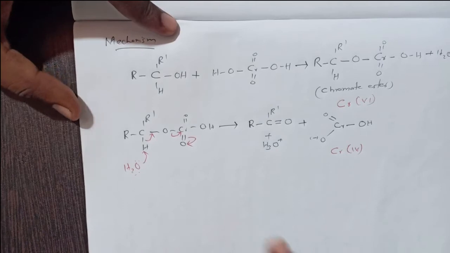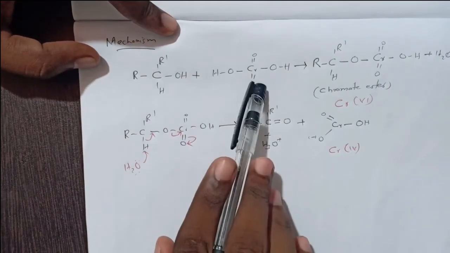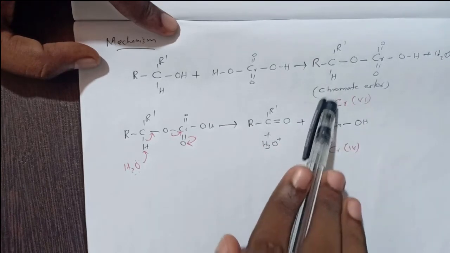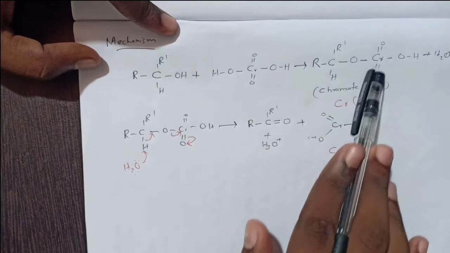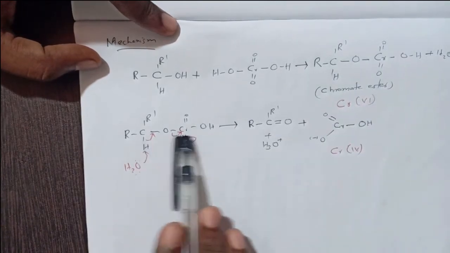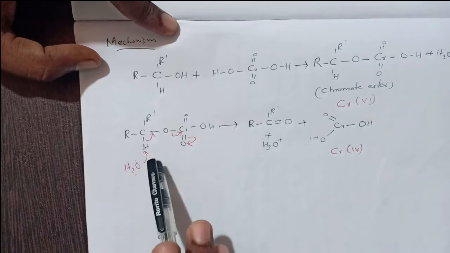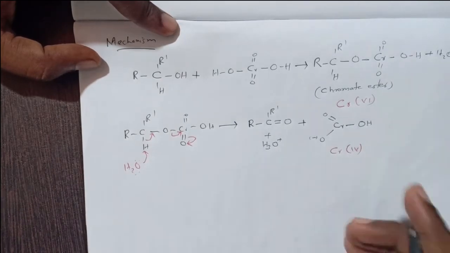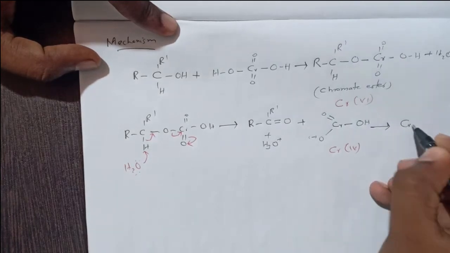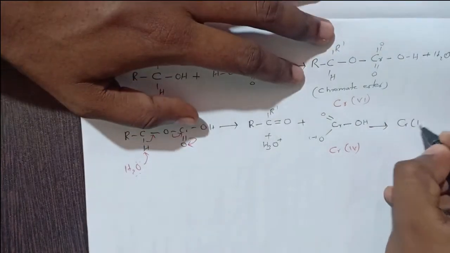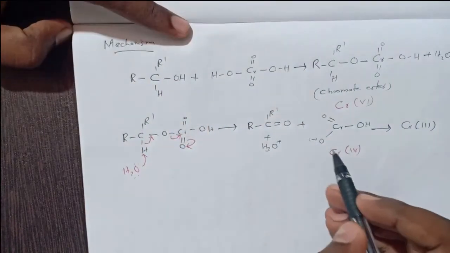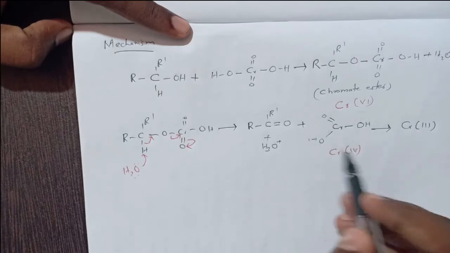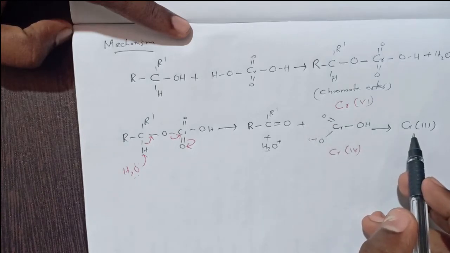Here you can see that this is the mechanism. The alcohol first reacts with the chromic acid and forms a chromate ester. In the chromate ester the oxidation state of chromium is 6. Then the elimination reaction occurs at the chromate ester and forms the product like this, and this then converts to a stable Cr3. Further, this chromium 4 compound reacts and forms a stable chromium 3 species.